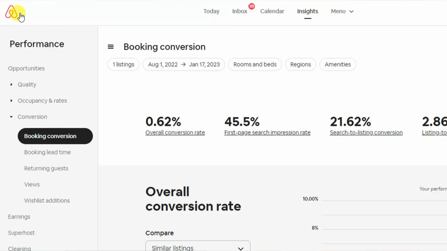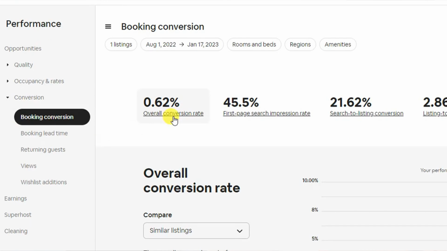When you go into your Airbnb account and you go under Insights and go under Conversion and Booking Conversion, you can see how well your listing is converting.